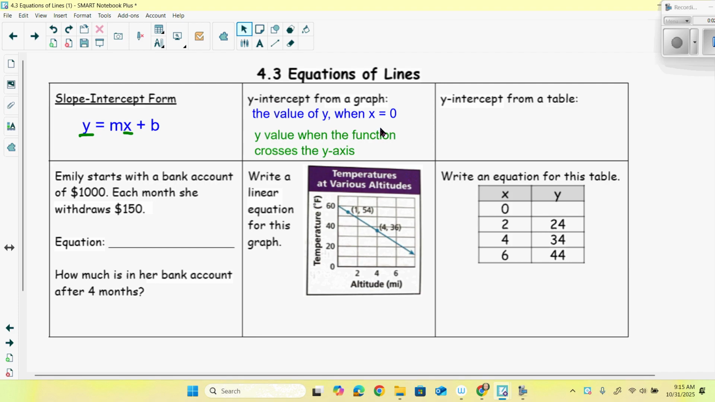So these are both interchangeable, and this really works over when we look at this kind of stuff. The y value across from x equals 0 is another way of saying what the y-intercept is from a table. So if I see a table here with an x of 0, the y-coordinate across from it is the value of y when x is 0. That's the y-intercept also.